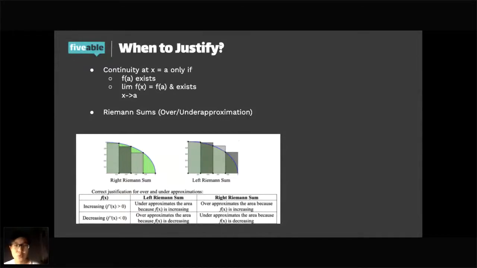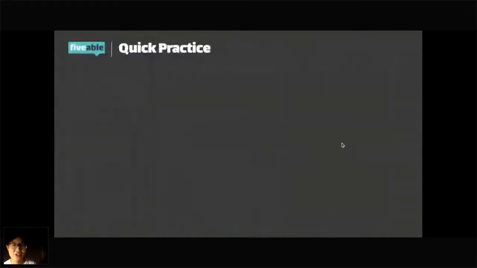In terms of Riemann sums, these are very, very important for you to know. Remember that when it's a right Riemann sum, if it's a decreasing function, a right Riemann sum is going to be an under approximation. If it's a left Riemann sum, it's going to be an over approximation, and vice versa if it's an increasing function. So this is like a quick quiz. I think y'all should know this fairly easily.